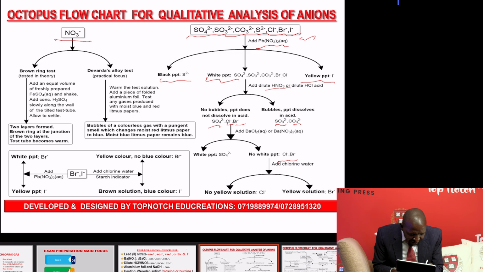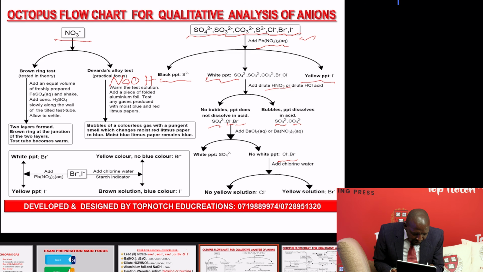So there is an omission that I want to add. You first add sodium hydroxide to the test solution. Then you warm. Then you add aluminum foil. Of course, you get the test solution, add sodium hydroxide, followed by aluminum foil, and then you warm. Then you test the gas produced using red and blue litmus paper.